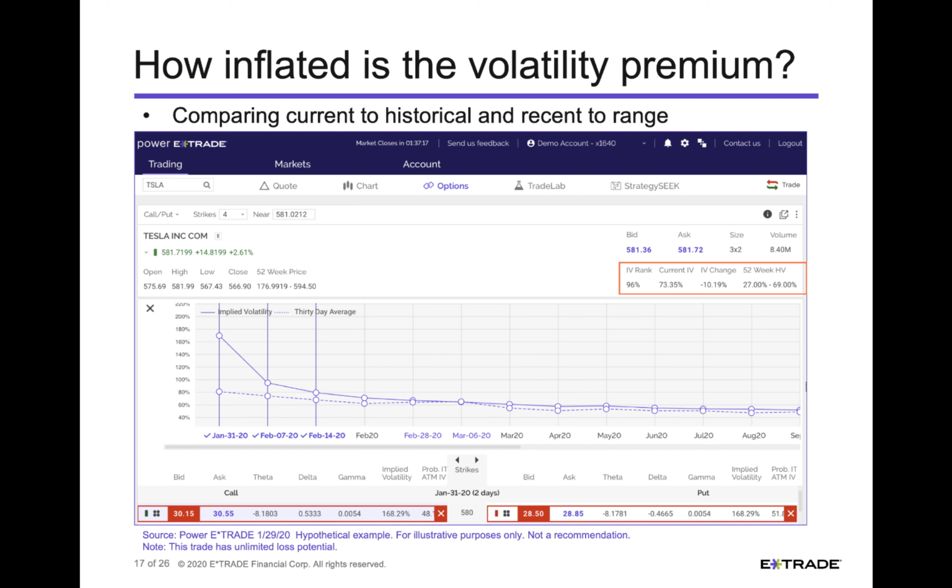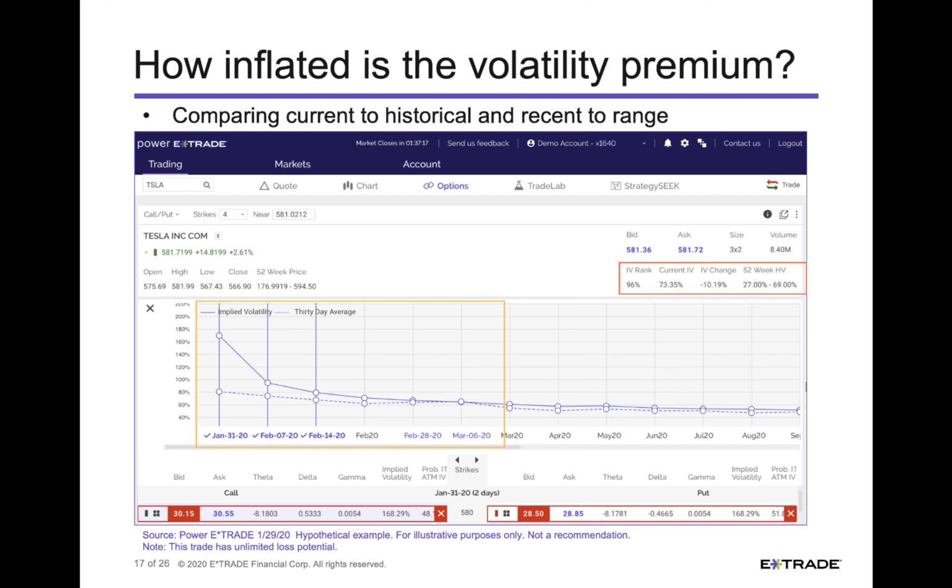So the annualized 73.35 is currently higher than anything that had been seen, the price behavior that had been seen over the past 52 weeks. Now, that's not surprising that that's the case. But what is really quite extraordinary about this earnings announcement is that current implied volatility of 73.35 is on the 1-year contract. But let's talk about the contract here that is the January 31 contract.